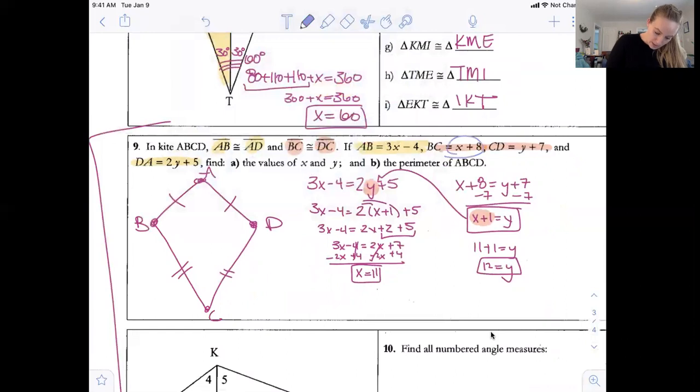So I'm going to do BC first because that's easiest. 11 plus 8 is 19. And so DC should also be that. 12 plus 7 is also 19. Cool. And then AB is 3x minus 4. So 3 times 11 minus 4. That's 33 minus 4, which is 29.